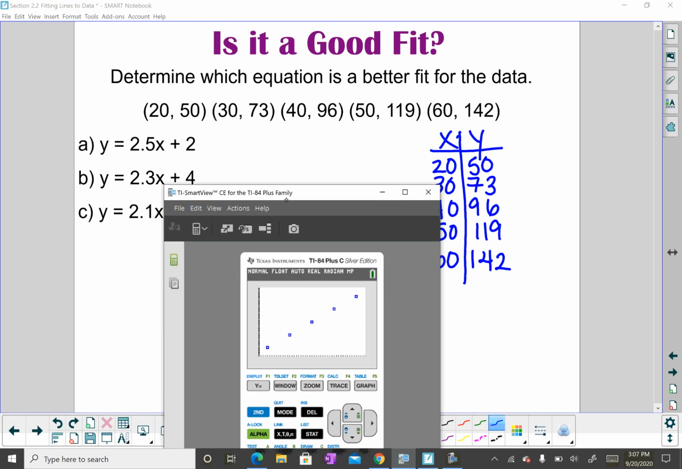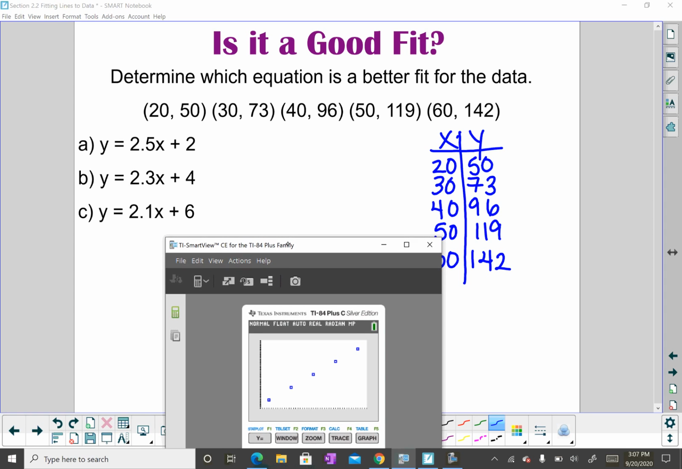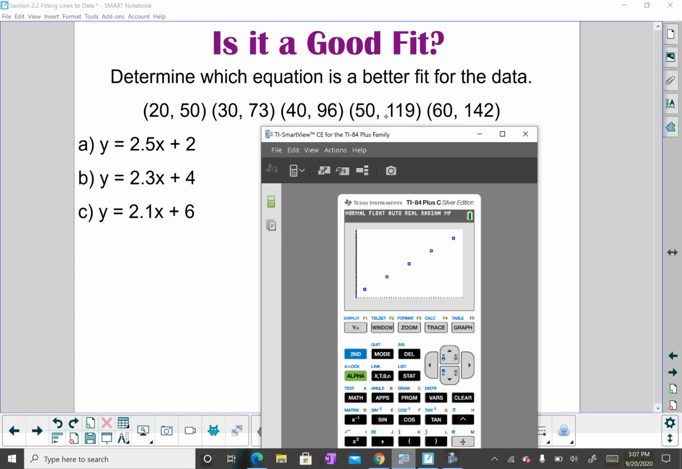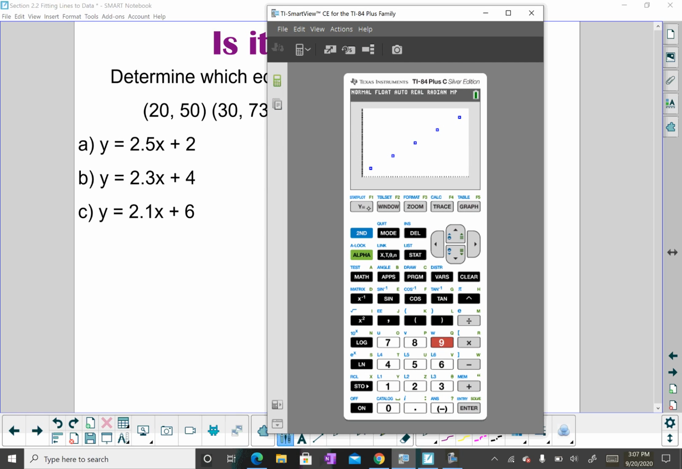Now the problem was asking, we want to know which of the equations, A, B, or C on the left, are going to get a better fit for this data. And we can again use our calculator to help us here. In y equals, you can graph these equations. So 2.5x plus 2. Then I'll go down. I'm going to graph them all at once.